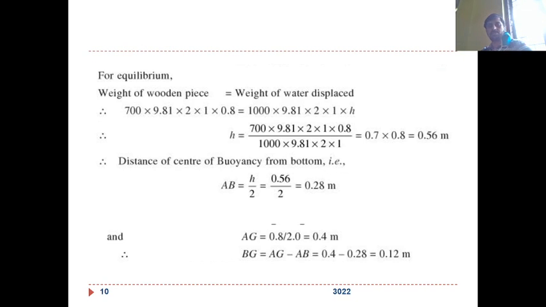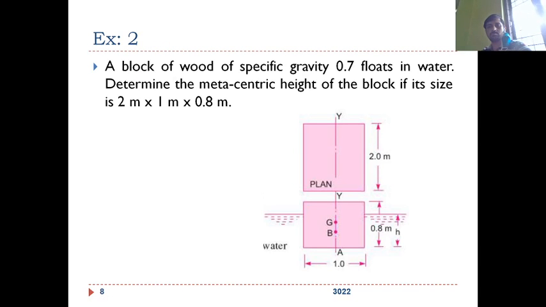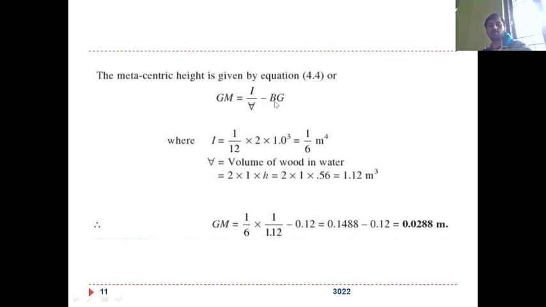You need to determine H, the height of the wooden block inside water, then the distance of the center of buoyancy from the bottom, then BG, then substitute in the equation for GM, that is I by V-bar minus BG. I needs to be evaluated. Similar to the previous one, BD cube by 12, B is along y, D is across y, then the volume of wood in water, then GM. You will get the answer in meters.